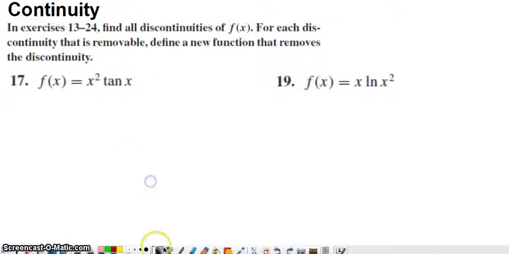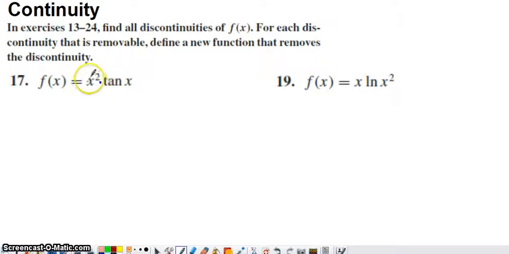So here are a couple problems from a calculus textbook, and they ask us to find all the discontinuities of f of x, and then if we know we have a removable discontinuity, to define a new function so that it is removed. So in number 17 here, what we have is a product of x squared.